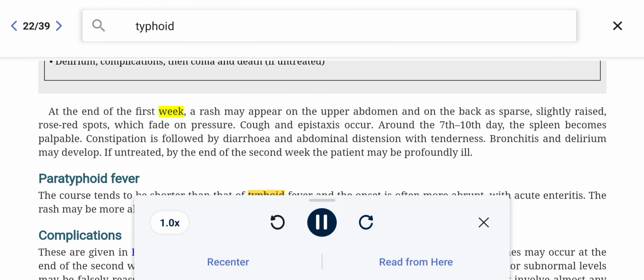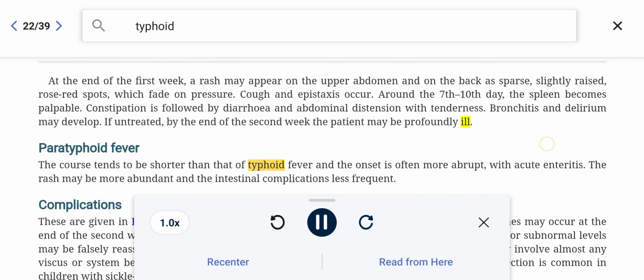At the end of the first week, a rash may appear on the upper abdomen and on the back: sparse, slightly raised, rose-red spots, which fade on pressure. Cough and epistaxis occur. Around the 7th-10th day, the spleen becomes palpable. Constipation is followed by diarrhea and abdominal distension with tenderness. Bronchitis and delirium may develop. If untreated, by the end of the second week the patient may be profoundly ill.